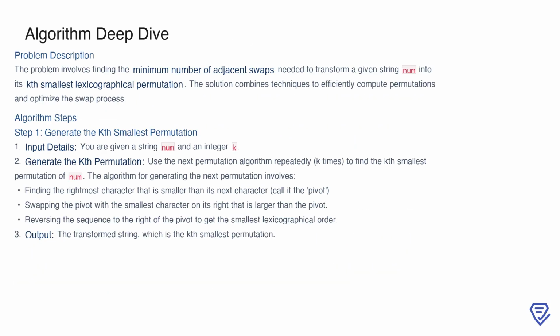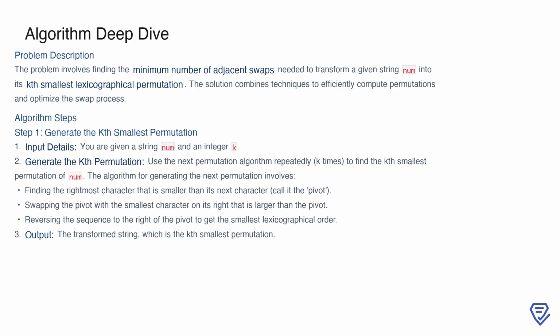This problem challenges us to transform a given string number into its kth smallest lexicographical permutation using the minimum number of adjacent swaps. To solve this efficiently, we break the process into two main steps. First, we generate the kth smallest permutation.